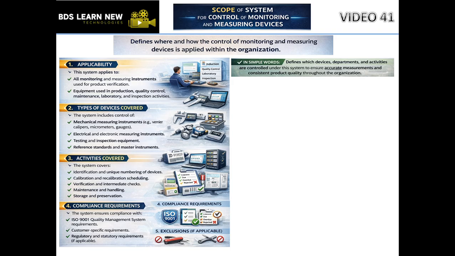Then second, types of devices covered. The system includes control of mechanical measuring instruments, for example, vernier calipers, micrometers, gauges, electrical and electronic measuring instruments, testing and inspection equipment, reference standards and master instruments. Third, activities covered. The system covers identification and unique numbering of devices, calibration and recalibration, scheduling, verification and intermediate checks, maintenance and handling, storage and preservation.